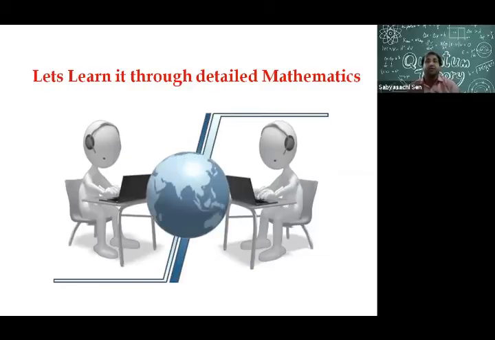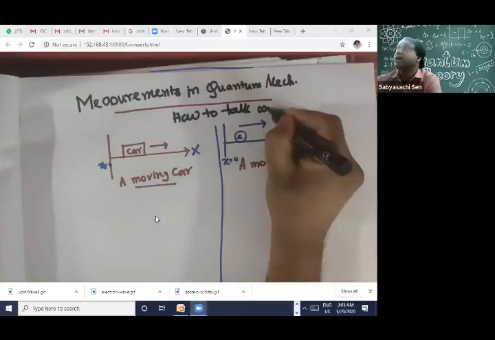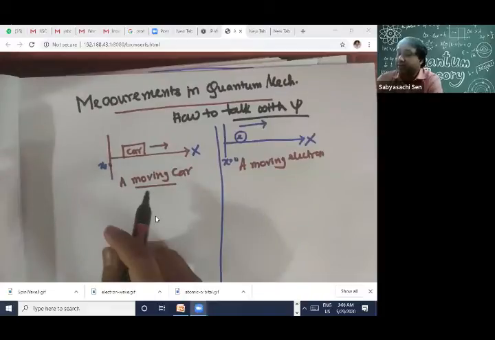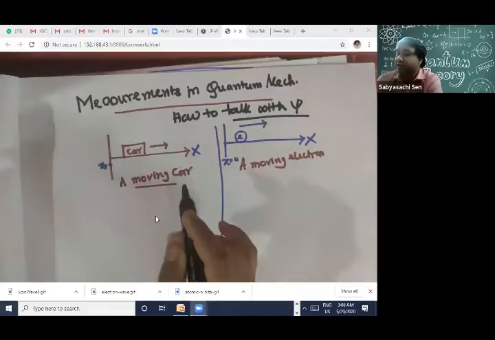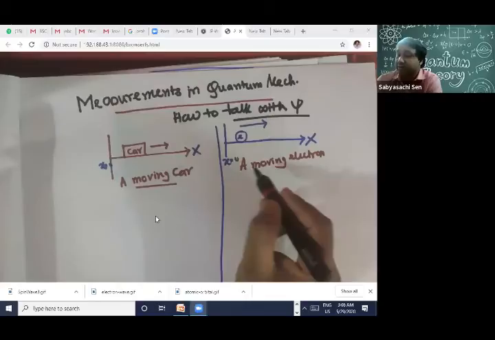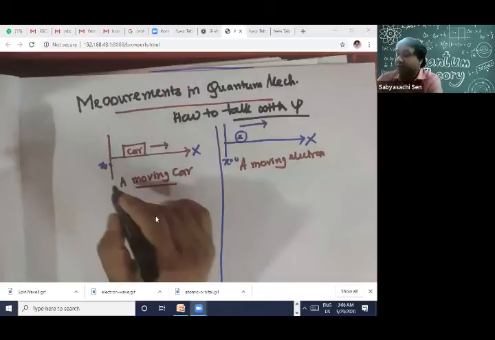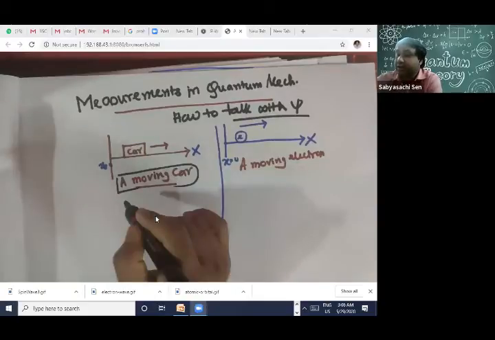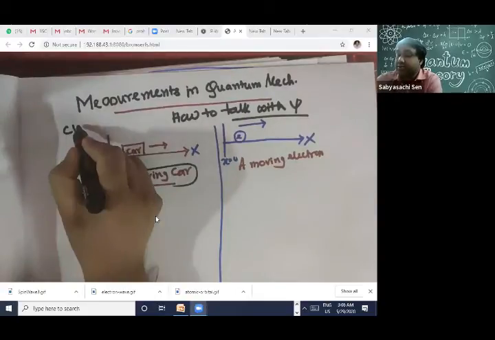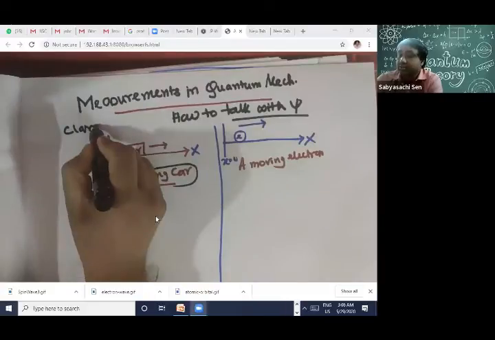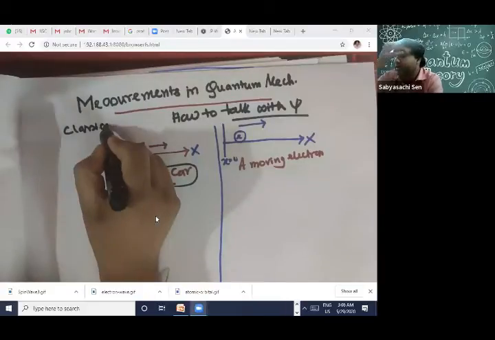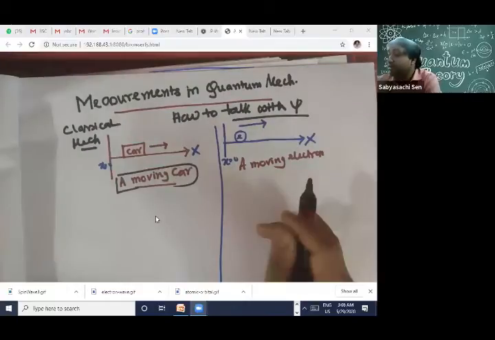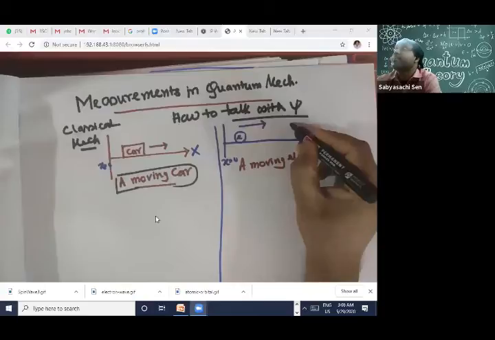Just this technique. What shall I do now? Actually, I will first tell you one classical example. I am showing two examples. One is the example of a moving car. A car is moving. Car motion is obviously a classical mechanics example. The other example I choose is a moving electron, and you can realize it is an example of quantum mechanics.